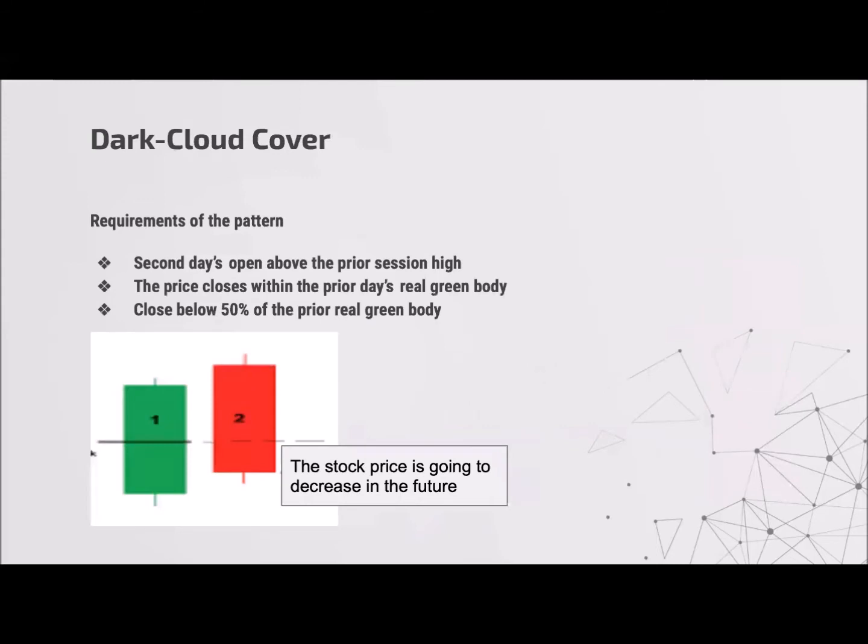The first pattern we want to talk about is the dark cloud cover. The second day will open above the previous session high and close within the previous day's real green body. The stock price is going to decrease in the future if this pattern exists.